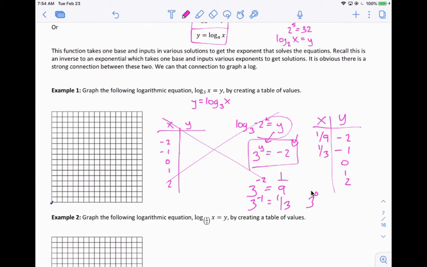What's 3 to the 0? Anything to the 0 is 1. 3 to the 1st is 3, and 3 to the 2nd is 9. So in this case, we chose the y's, and we got the x's. We solved for the x's. There is no rule against that. It's just usually x is our independent variable. x is the thing we usually plug in and solve for. But there's no reason that has to be the case here. If it's easier to find the y's before you find the x's, then go for it. I'm still going to plot these as x comma y though. Still going to plot this as the x-axis and the y-axis, okay?